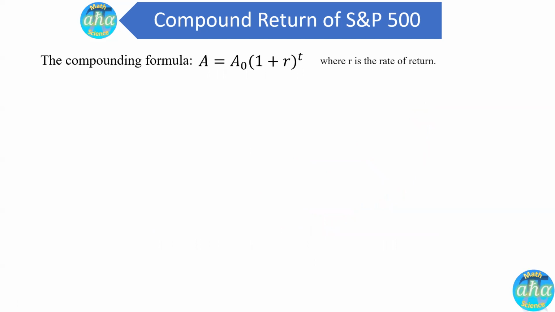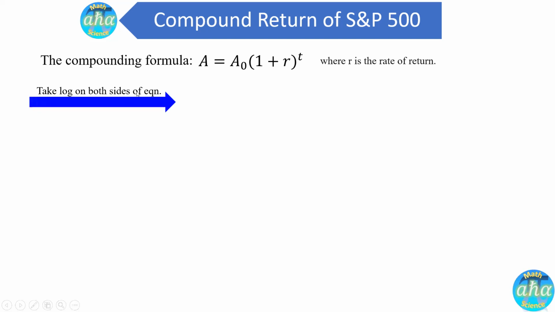Like most stocks, the S&P 500 index can more or less be described by the so-called compounding formula: A equals A naught times (1 plus R) to the T power. Here, A naught is the amount of initial investment, and A is the current value of the investment. R is the rate of return, and T is the time. Note that T can be measured in different units. If T is measured in days, then R is going to be the daily rate of return. If T is measured in years, then R is going to be the annual rate of return. So T and R have to correspond to each other.